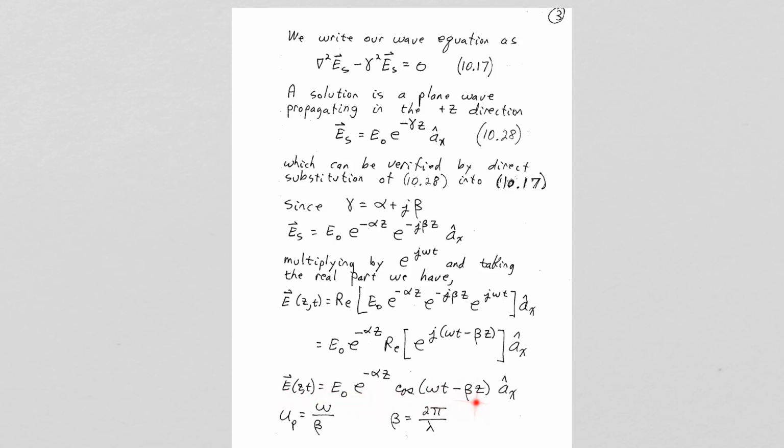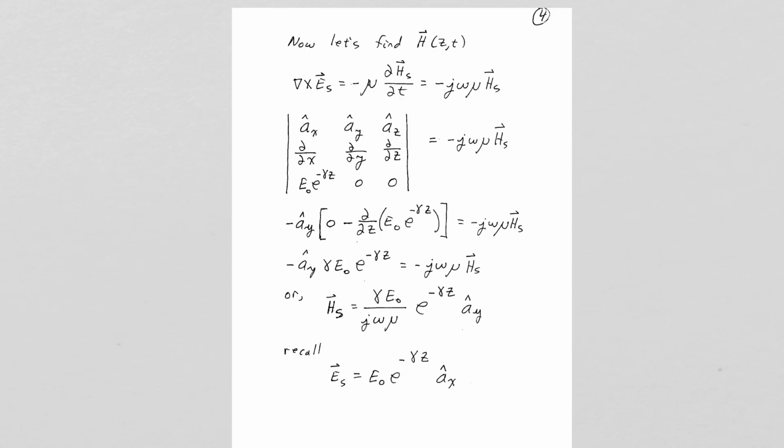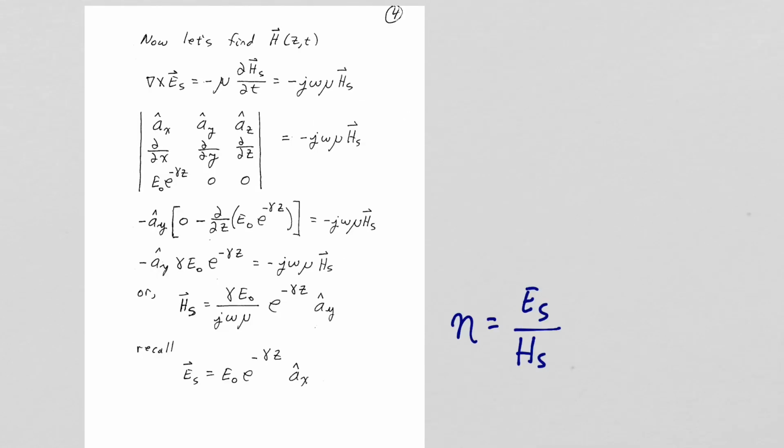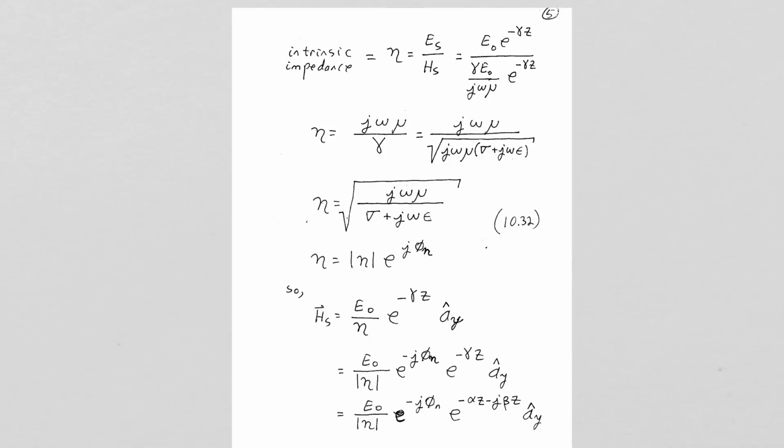Let's find the corresponding magnetic field intensity. So here we have Faraday's law. So let's take the curl of our solution, which only has one component, the x component. And we find our corresponding form for the phasor representation of our magnetic field intensity. We can find our intrinsic impedance by taking the ratio of the electric field intensity to the magnetic field intensity. And we find that our intrinsic impedance is now going to be a complex number.